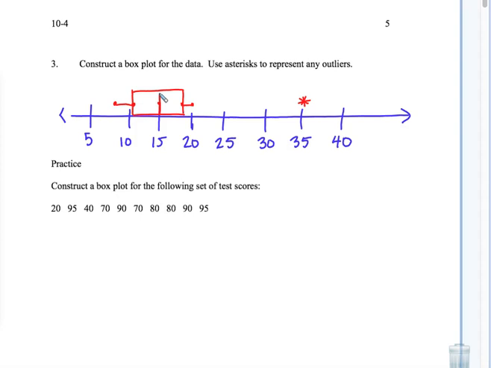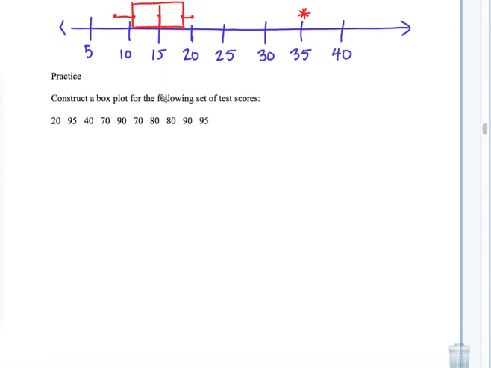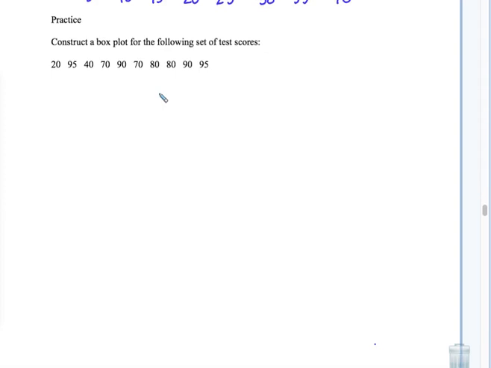I've given you another one to practice. If you want to stop the video and try this one on your own, that's a really good idea. If you don't feel comfortable enough to do that, you can just leave the video on and I'm going to go through this whole problem with you.